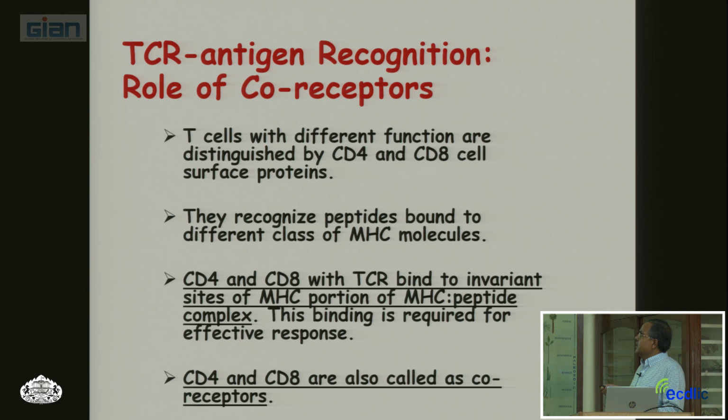So T cells with different functions are associated with either CD4 or CD8. They recognize antigen or peptide in a different class of MHC molecule. CD4 usually interacts with MHC class 2, and CD8 usually interacts with MHC class 1. CD4 and CD8 are also called co-receptors in this TCR complex.